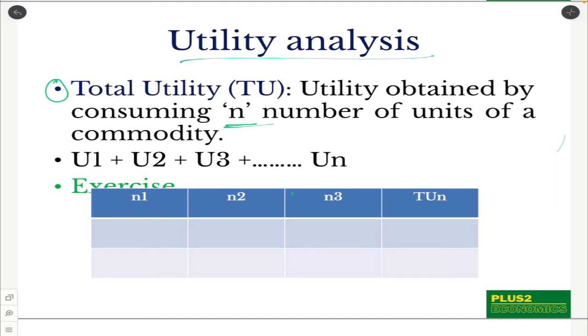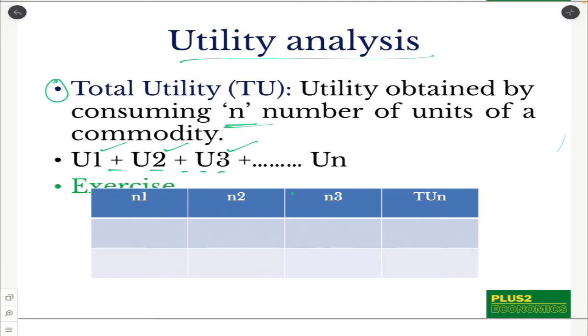When we consume the first unit, we might get U1 units of utility. When we consume the second unit, we might get U2 units. When we consume the third unit, we might get U3. So we are adding up all this, and at the end we arrive at the total utility.